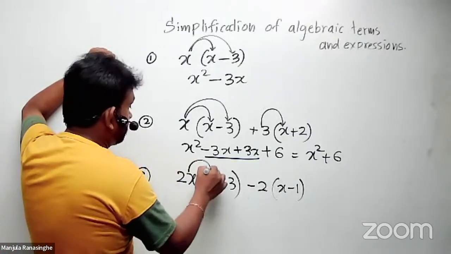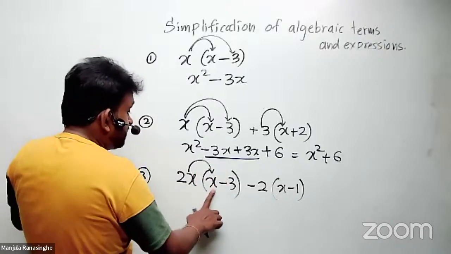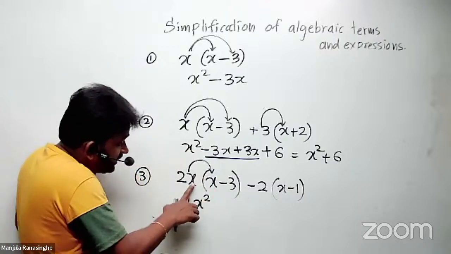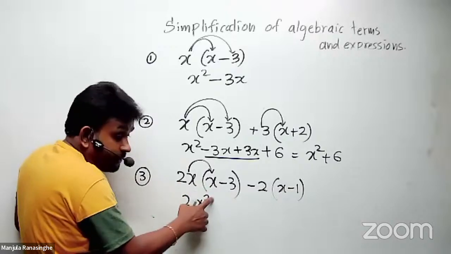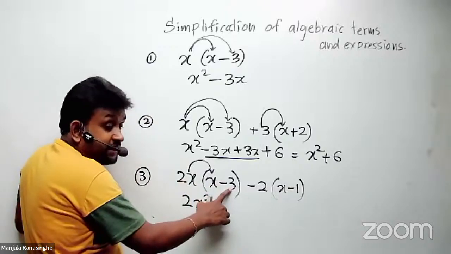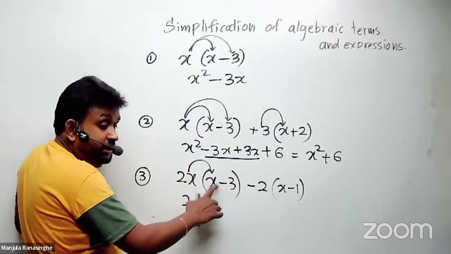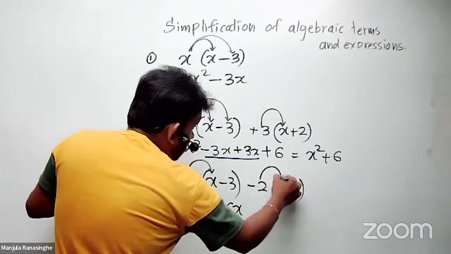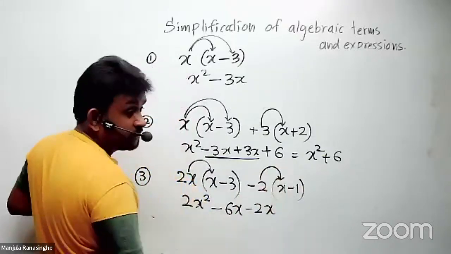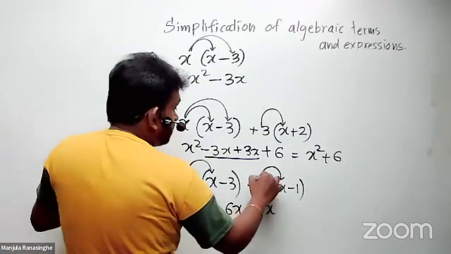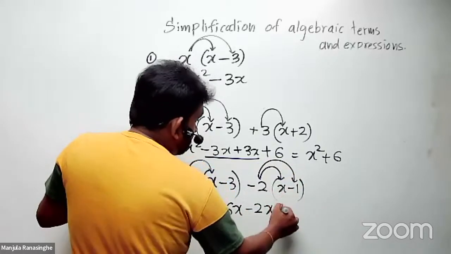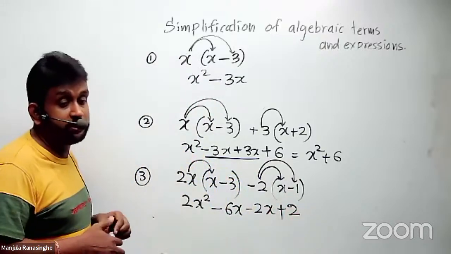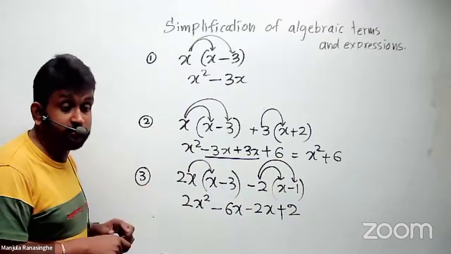Okay, then 2x into x. What is the answer? 2x multiplied with x gives you x squared, with the 2 there. Then minus 2x into 3: multiply the numeric terms, 3 into 2, 6x. Here, negative 2 into x gives you negative 2x. Negative 2 into negative 1, negative negative is positive, then 2 into 1, 2.